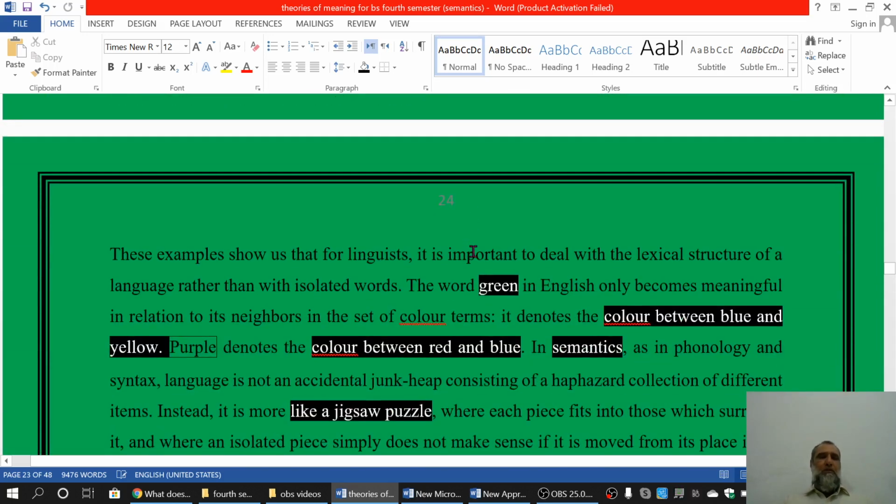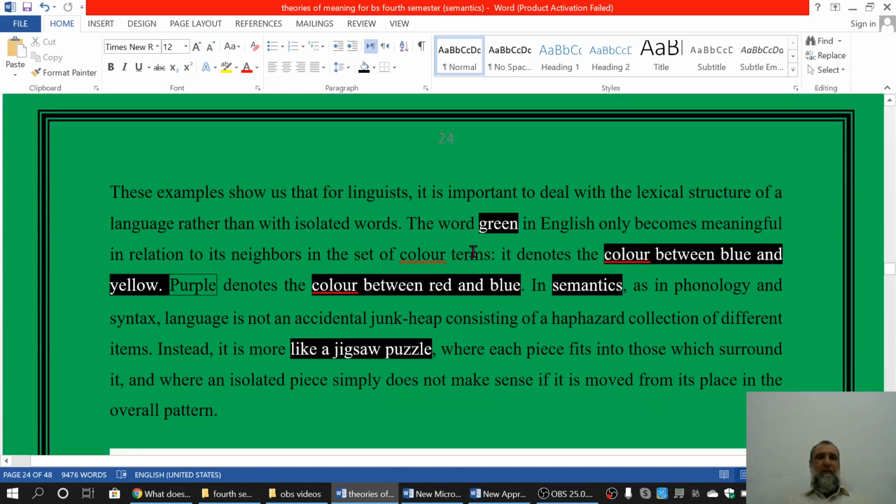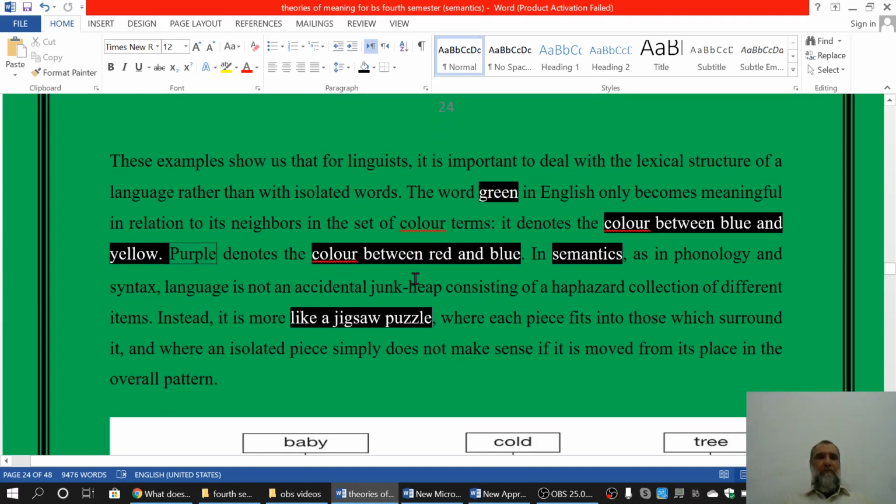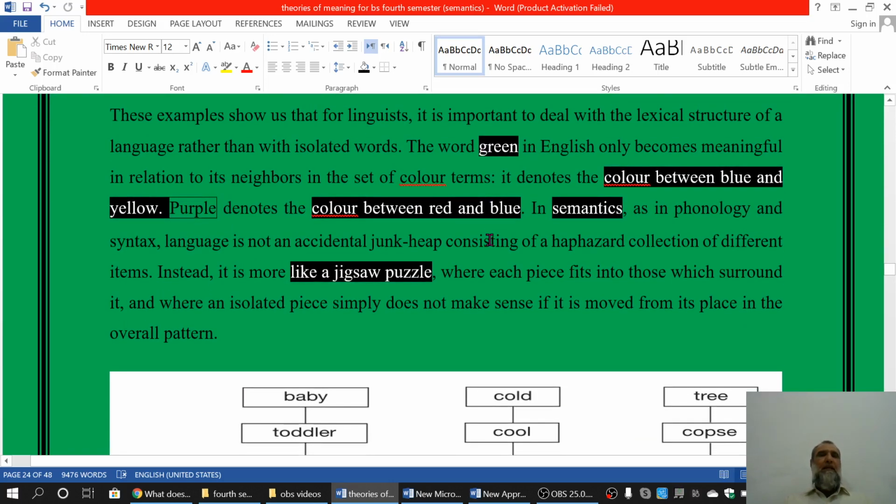So this is the complexity. In this next paragraph, we learn that semantic field is very important because we can define one word with the help of the other words which are related with it.